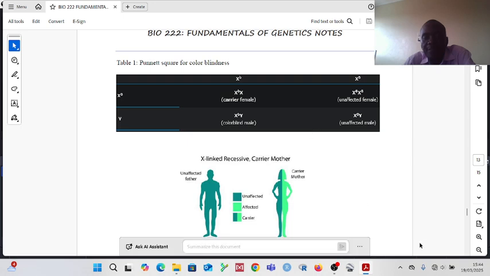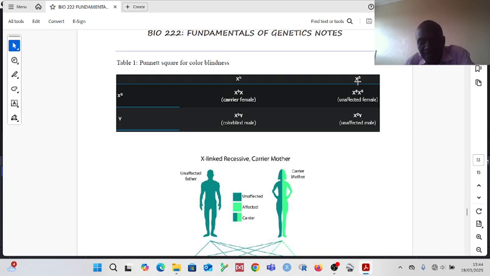The presence of Y gives us males. If the male is inheriting an X chromosome that has the normal trait, not the recessive trait for color blindness, that male will not be affected. So that's why we are saying unaffected male. But if the male child, a son to this couple, inherits the X chromosome from the mother, which carries the recessive trait, then that son will be colorblind.